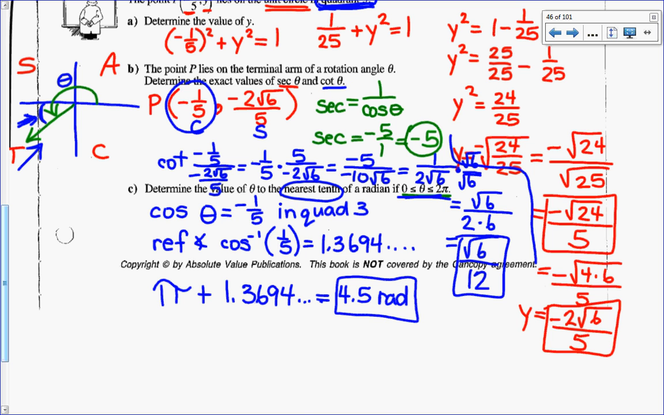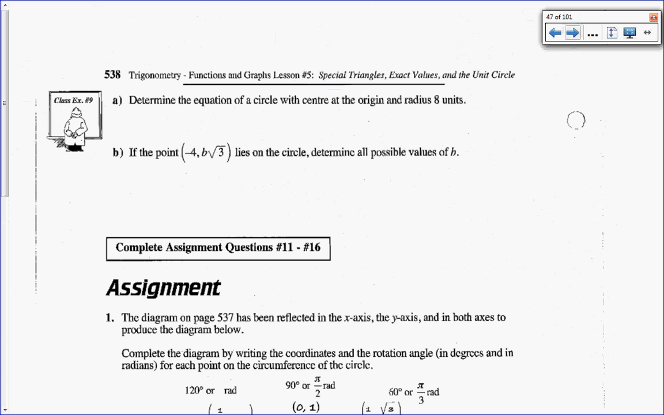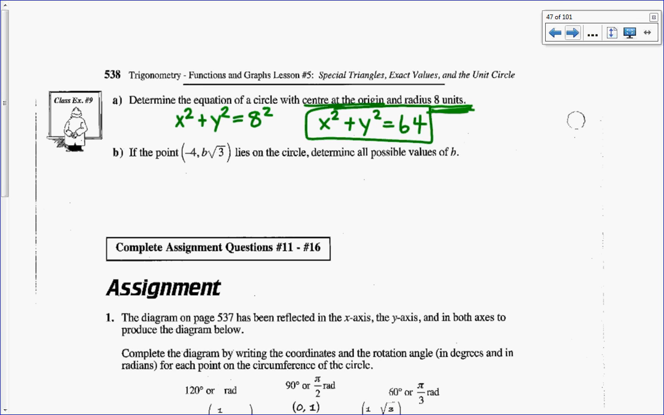We have one last question to look at on the other side of the page. Class example number 9 says, determine the equation of a circle with center at the origin and a radius of 8 units. If it has center at the origin, you know it's in standard position. So we're going to use Pythagoras' theorem. X squared plus y squared is going to equal 8 squared. So really the equation then is x squared plus y squared equals 64. That would be considered the equation of that circle.